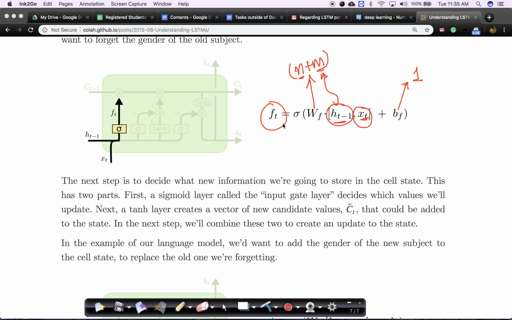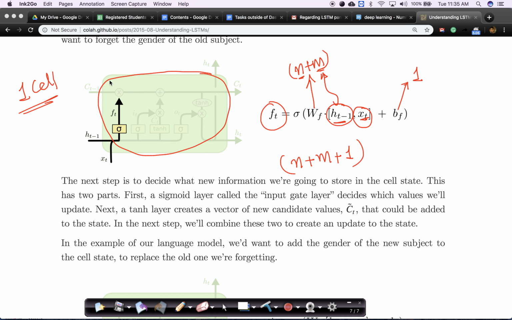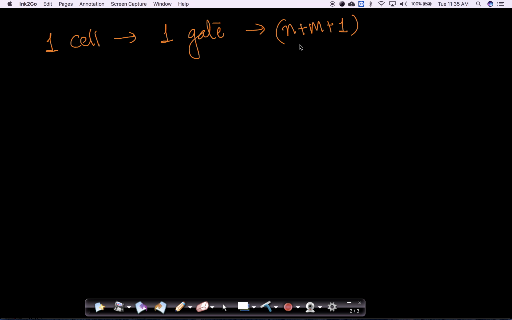So now for one gate, how many parameters do we have? N plus m plus 1. This is for one cell. We are looking at only one cell's perspective, for only one gate. One cell, one gate, we have n plus m plus 1 parameters. Let's remember that. Let's write it down. For one LSTM cell, for one gate, we have n plus m plus 1 unknowns, the parameters that you have to determine.